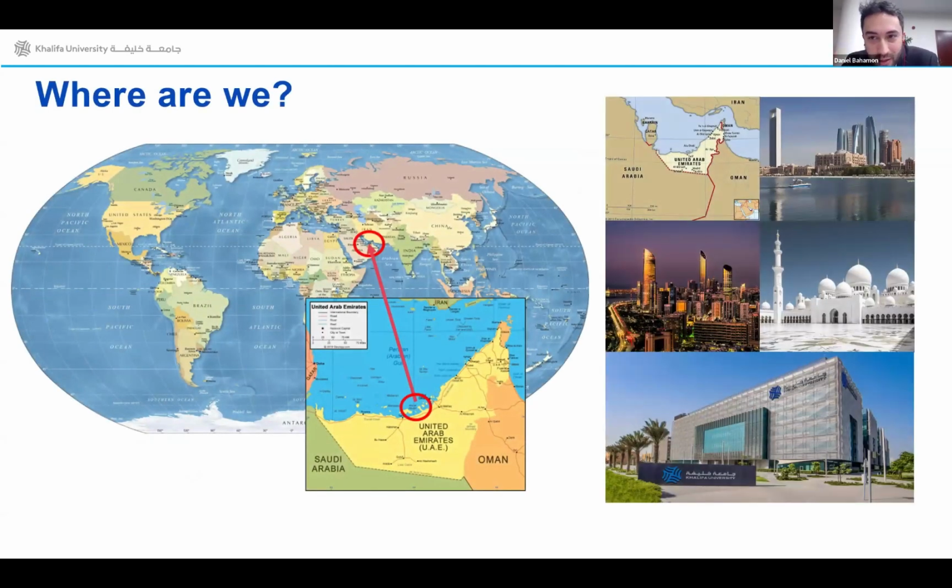Khalifa University is located in the United Arab Emirates, specifically in the Abu Dhabi Emirate. Abu Dhabi is the capital of the United Arab Emirates, or UAE. The most known city is Dubai, of course, the most touristic one, but the governmental power and basically the oil reserves are in Abu Dhabi. Of course, it is a very modern city.